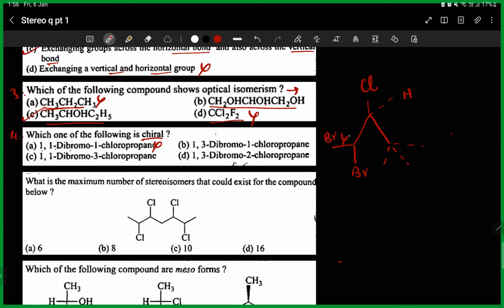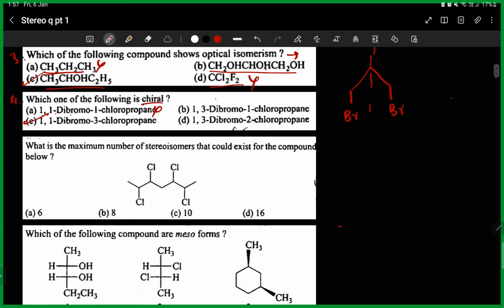This is not a chiral, but we have a chiral center here, right? So it has a chiral center. Now let's see this one. 1,3-dibromocyclopropane. So you have a bromine here. 1,3-dibromo, 1-chloro. You have a plane of symmetry. You can clearly cut the compound like this here. So it is achiral. When you have symmetry, the compound becomes achiral.